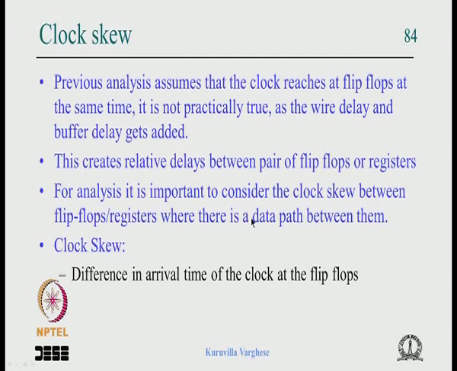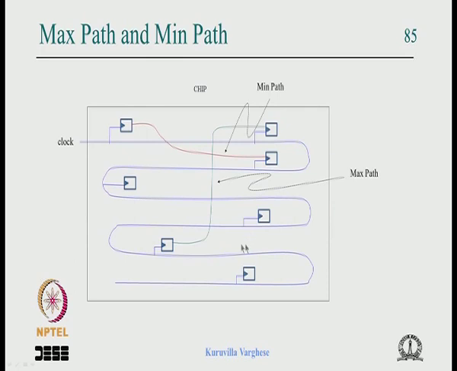So in all the analysis we have initially assumed that the clock reaches the flip flops at the same time, but we have to consider the relative delays due to the wiring, and that is called skew, which is the difference in arrival time of the clock at the flip flops, and we will see what happens when there is a skew between the flip flops.